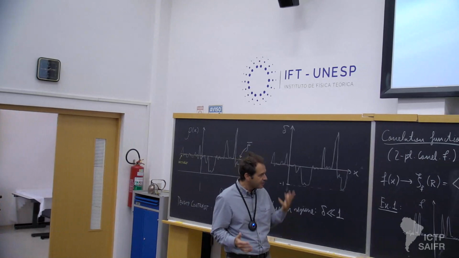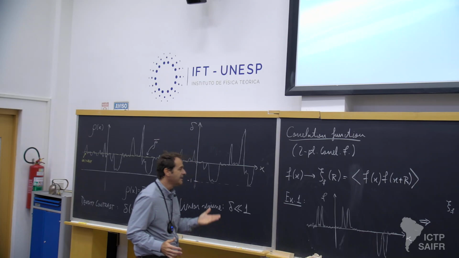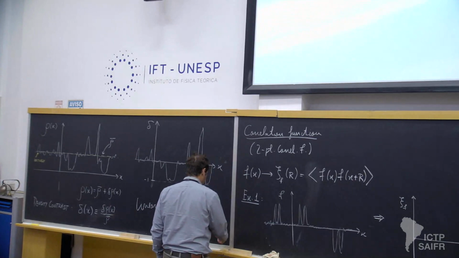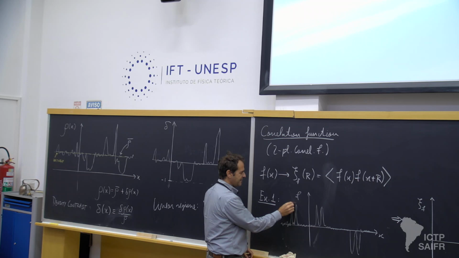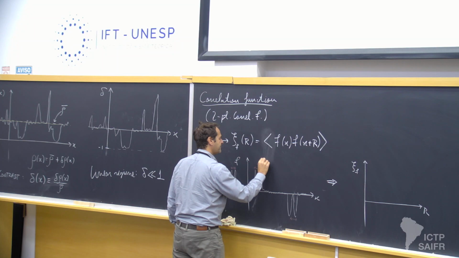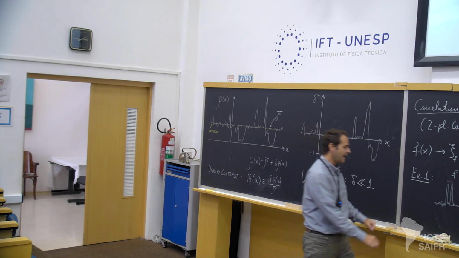If you have never seen this or you want to start developing an intuition, here are two examples. I want you to think in your head what you should expect for the correlation function of this function f here. So I build this correlation function. This is one dimension, okay? So what do you expect this to be? Let's say that the typical distance between these peaks is of order some scale, let's call this R0, okay? So what do you expect the correlation function for this function f to be in this first example?